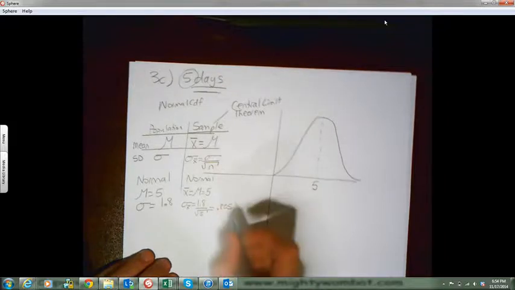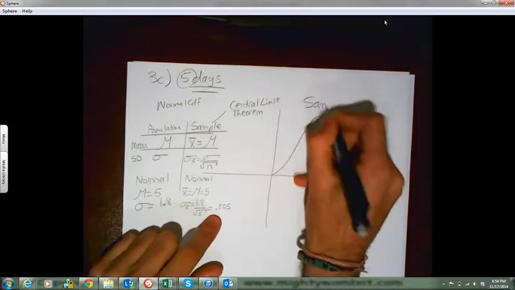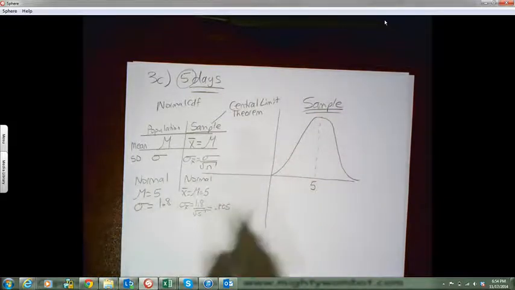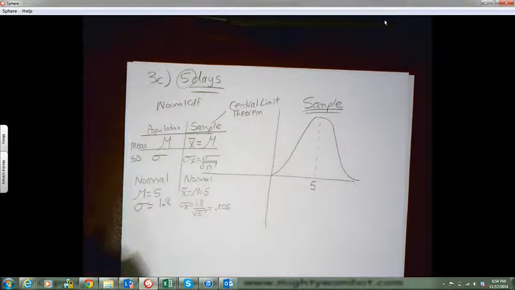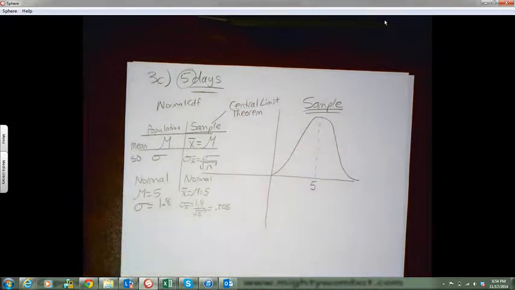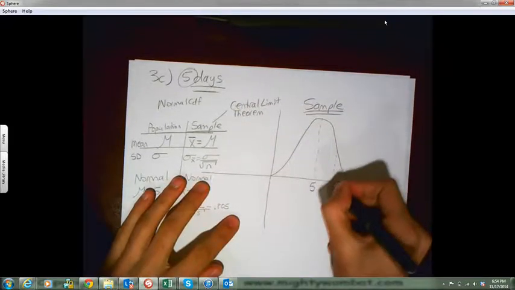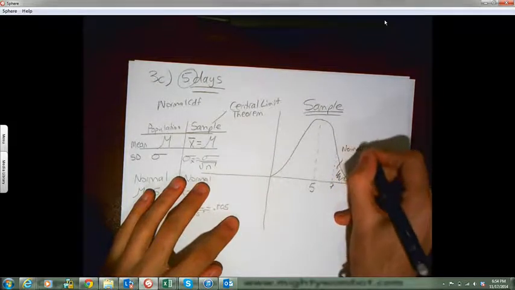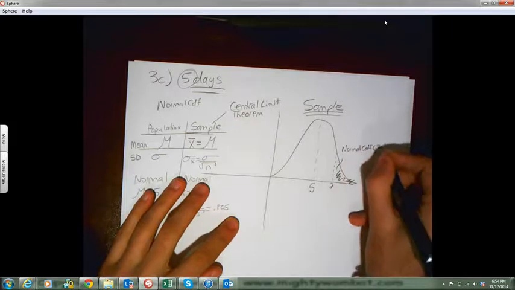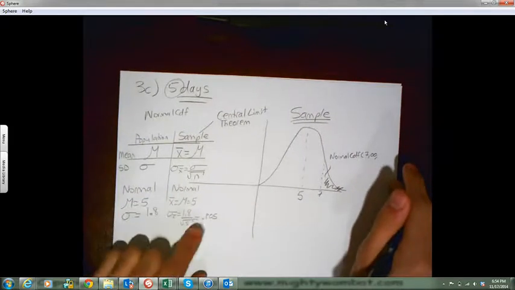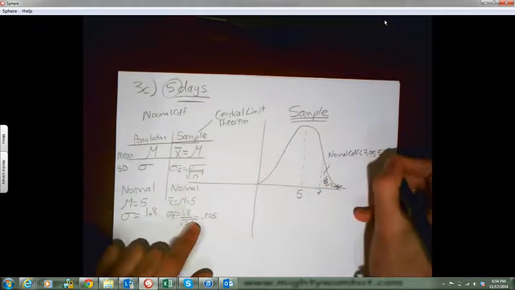This picture is of the sample. And how did I know this was of the sample? Because it said, what is the probability that a random selection of 5 days, they want me to take a sample of 5 days. And then it's asking, will have a mean number of defective widgets that exceeds 7. Well, here's 7. And they want to know what's going on here. So I'm going to go normal CDF, 7 to infinity. The mean of this is 5, and the standard deviation of the sample is 0.805.